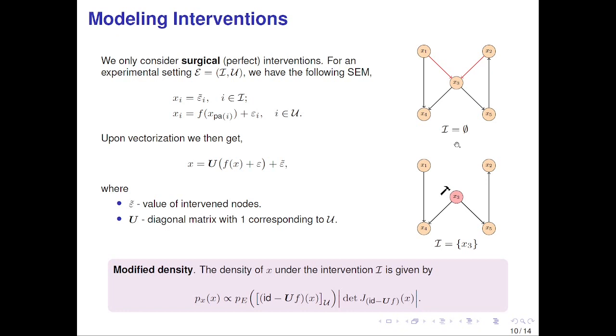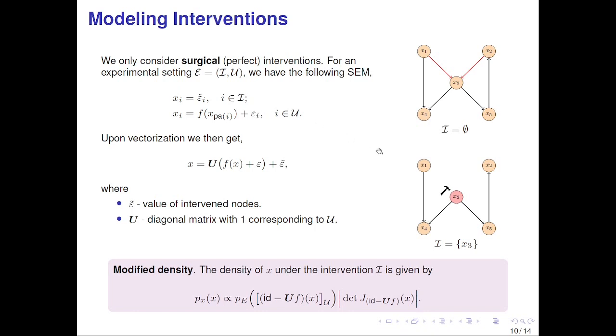NODAGS-Flow is also capable of handling interventional data, and in this work we only consider surgical or perfect interventions. That is, the incoming edges to the nodes that are intervened are removed in the intervened graph. Given a family of interventions, the structural equations of the intervened nodes are purely governed by these new random variables epsilon I tilde, whose behavior is governed by us. And the structural equations of the purely observed nodes remain unchanged from the observational setting.